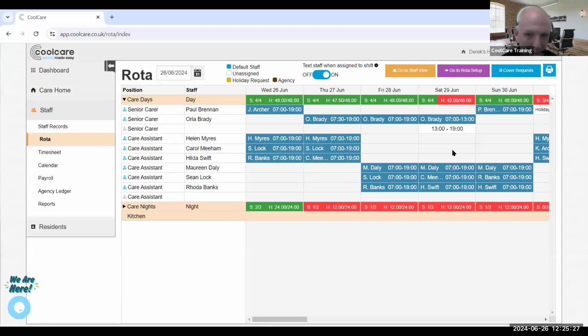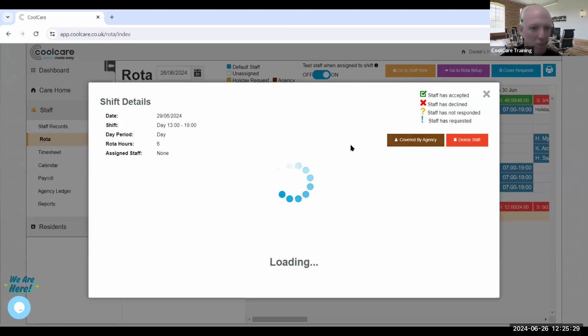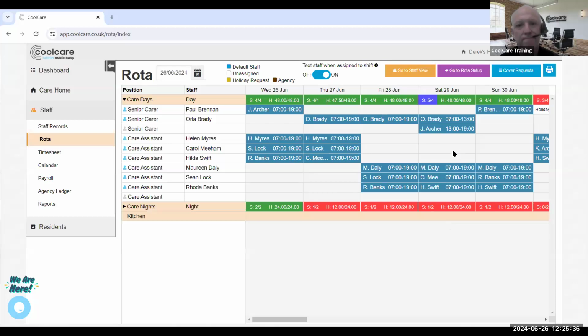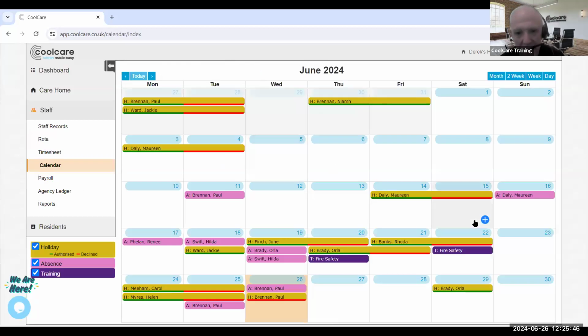Add a shift. And in here, I'm going to say whoever's going to cover for... move my head so I can see... Jill. We'll have Jill again. There she goes. Orla is working 7 to 1. Jill is working 1 to 7. And Orla also has on the calendar for the same day her holiday. And on the timesheet, it would show the working hours and the holiday hours.